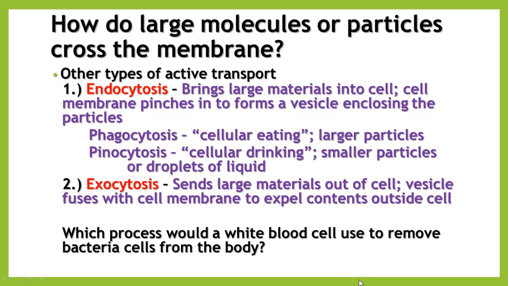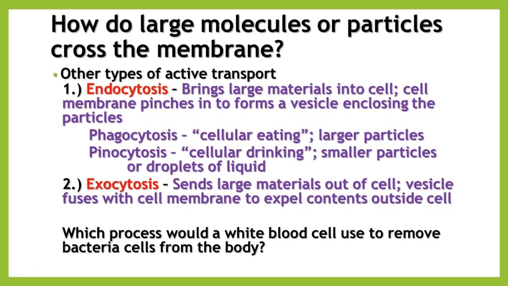Now, there are other kinds of active transport involving larger molecules or particles of food or cells. There are 2 types of active transport involving these larger particles. These are called endocytosis and exocytosis. Endo means within, and so endocytosis is bringing large materials into or within the cell. It does this by pinching off a part of the membrane, or pinching in a part of the membrane, to form a vesicle enclosing the particles.